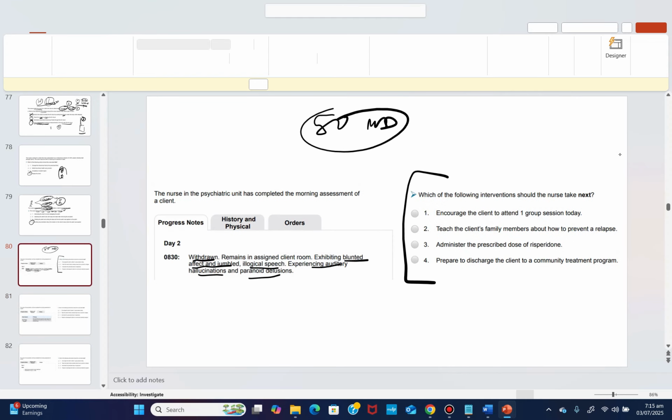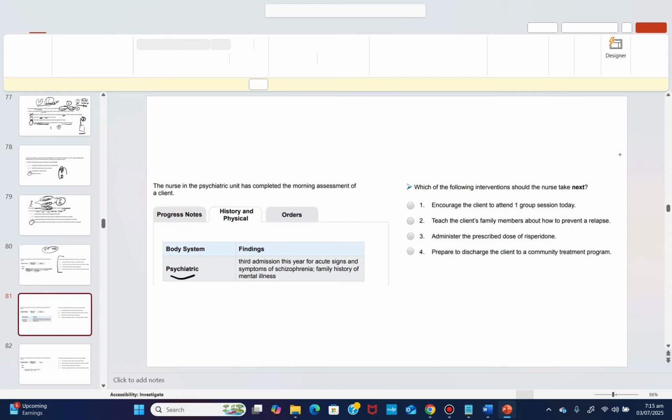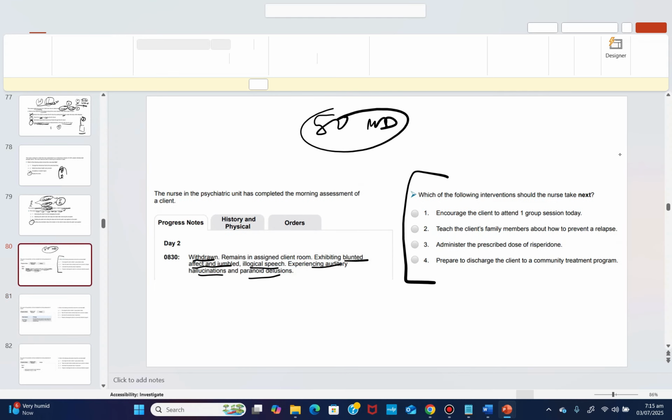It's a continuation of the progress note. It's just the nurse trying to tell you, based on the physical and history assessment, this is the third admission this year for signs and symptoms of schizophrenia. I say, oh, okay. So the reason why they are withdrawn, with blunt affect, illogical speech, and hallucination is because they have schizophrenia. Yes. Now in nursing school, for sure we know the signs of schizophrenia. So when you were even reading the progress note, you might have been thinking about it and saying, "Oh, is this patient having schizophrenia?"